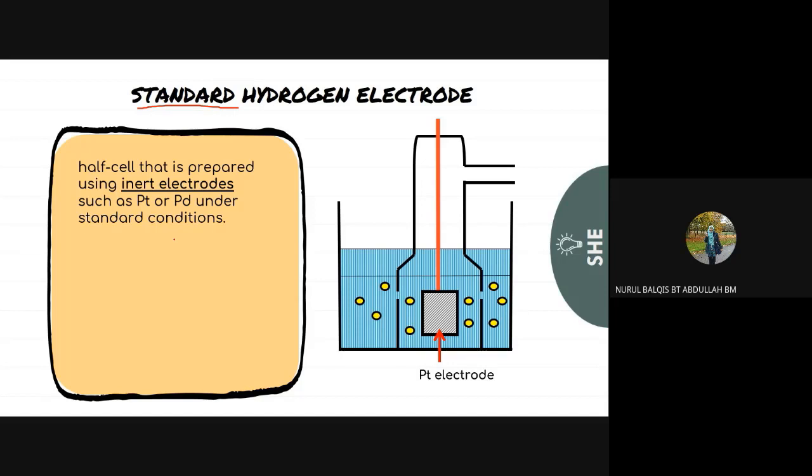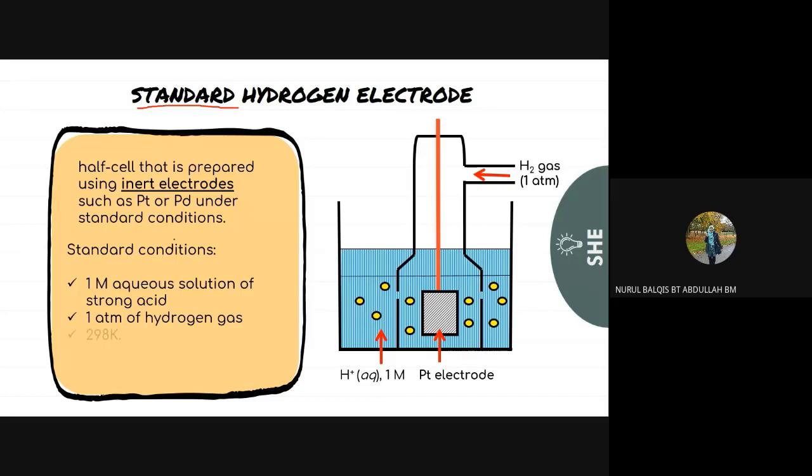What is meant by this standard condition? In terms of pressure, berapa pressure dia? 1 atm. In terms of temperature, berapa temperature dia? 25 degrees C. In terms of molarity, apa molarity yang standard? 1 molar. So kena tahulah 1 molar aqueous solution, 1 atm hydrogen gas, 298 Kelvin. Kena tahu benda ni sebab tak tahu yang ni nanti ada masalah dekat Nernst equation. Nernst equation. Okay, these are all standard conditions.